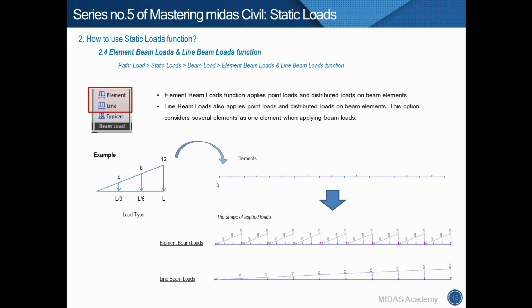The element beam load function applies the load to each beam element. So we can see each element has its own load type, but the line beam load function considers several assigned beam elements as one element when it applies a load, like this.